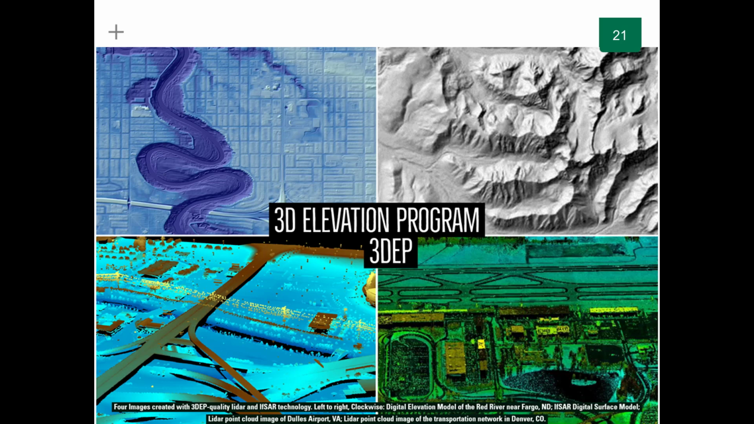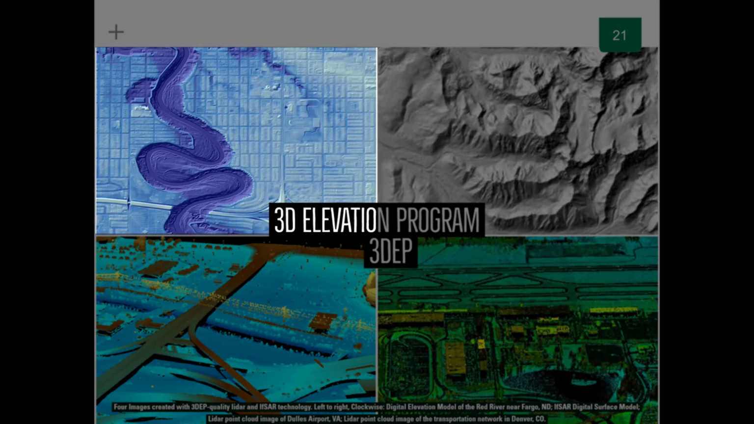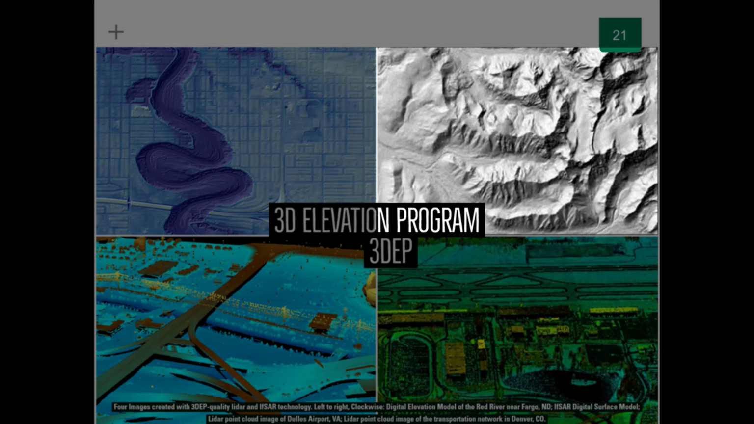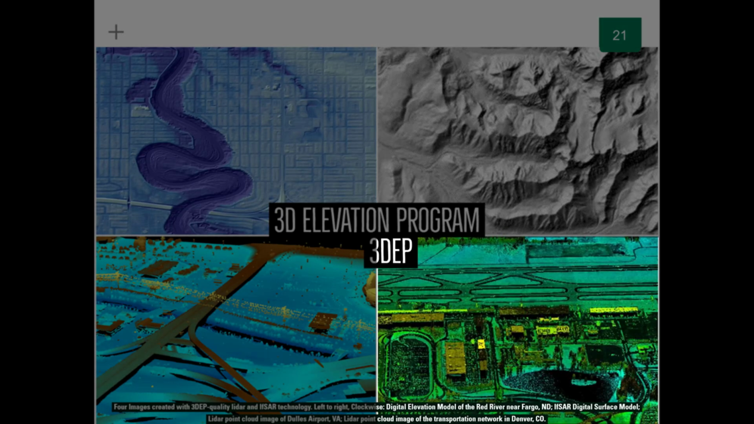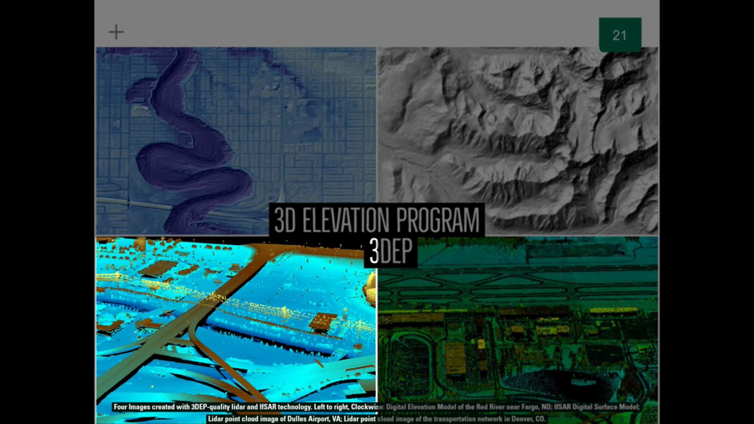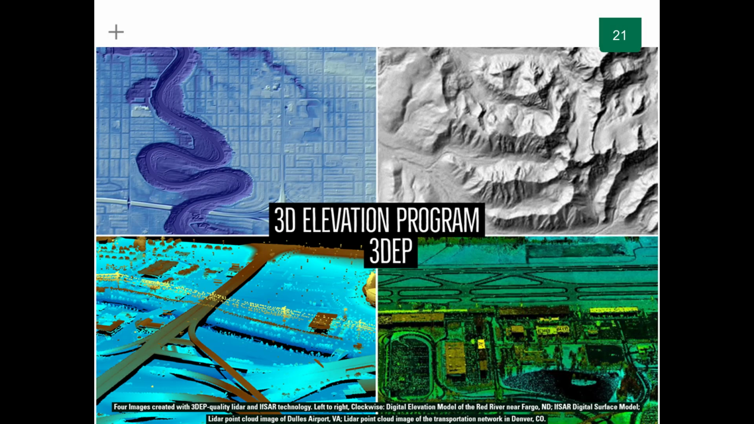These 4 images created with 3-DEP quality Lidar and IFSAR technology can further illustrate the versatility of the data. From left to right, going clockwise, we have the digital elevation model of the Red River near Fargo, North Dakota, an IFSAR digital surface model in Alaska, a Lidar point cloud image of Dulles Airport, Virginia, and a Lidar point cloud image of the transportation network in Denver, Colorado.